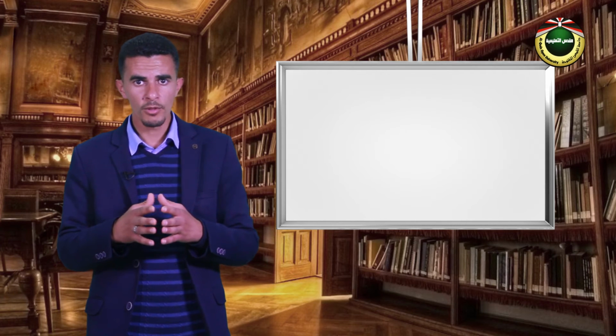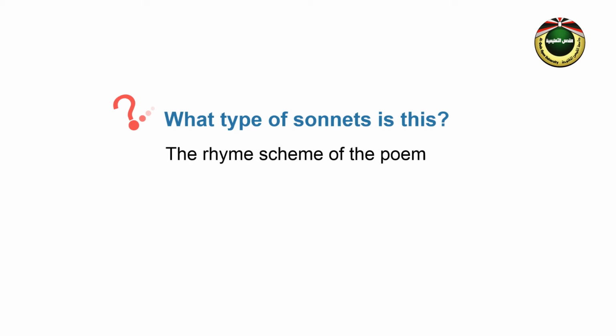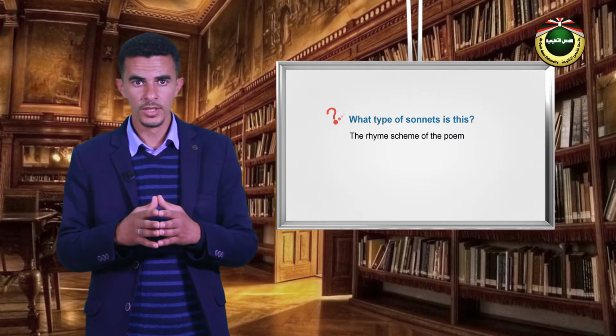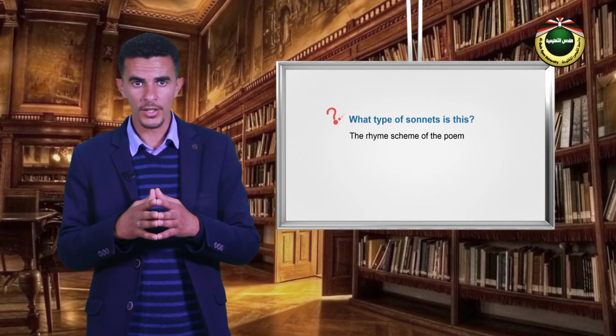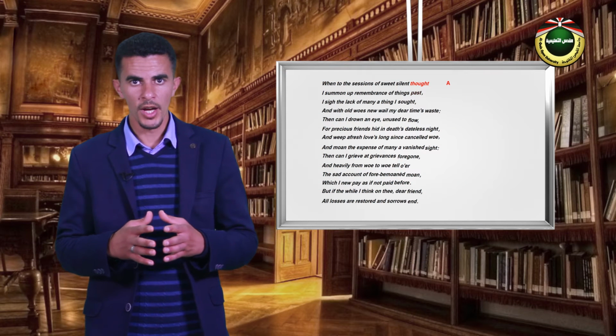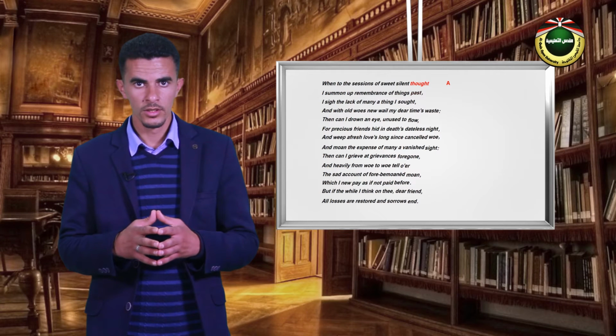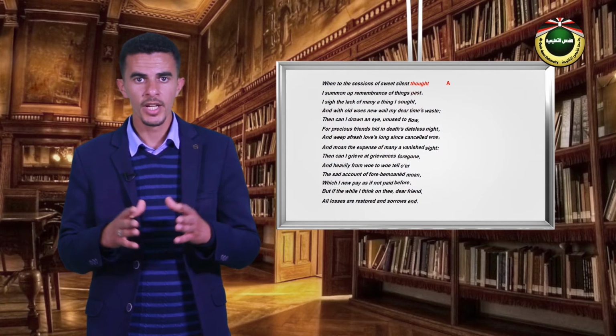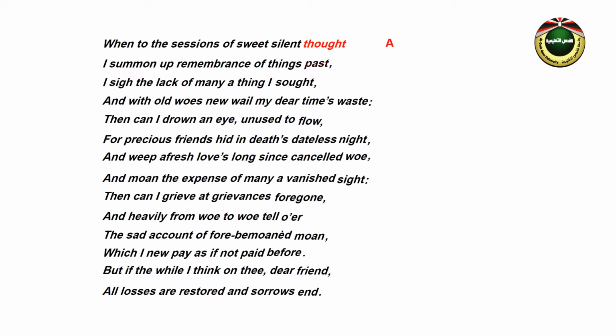Now, what type of sonnet is this? We can answer this question after we know the rhyme scheme of the poem. Let's see how to know the rhyme scheme of a poem. Rhyme is derived from the last word, so let's look at the last word of each line in the poem. The first line ends with "thought," so that line is given the letter A. All lines that end in the same word or a word that rhymes with "thought" will have an A.